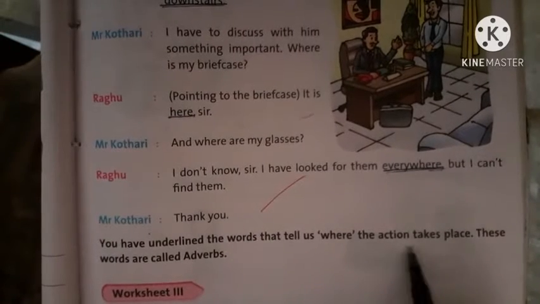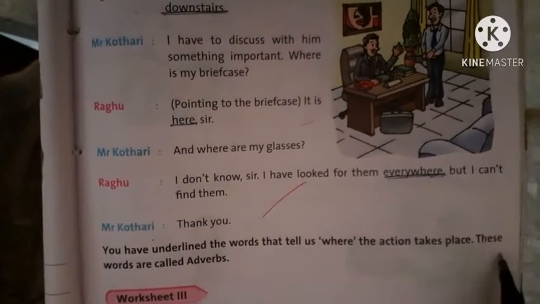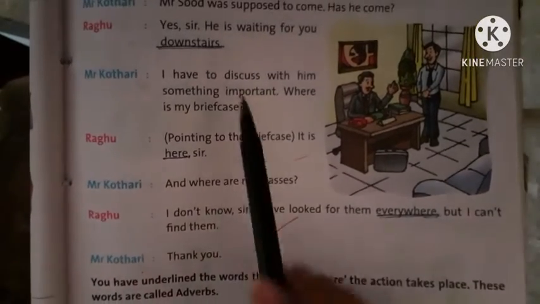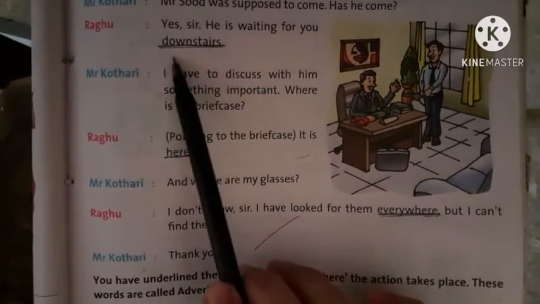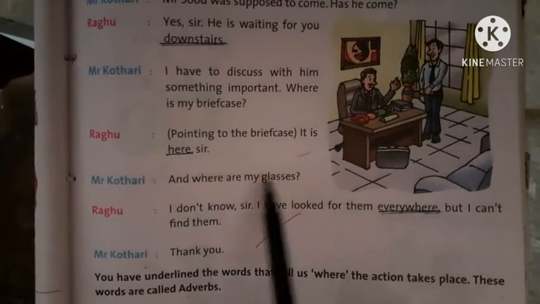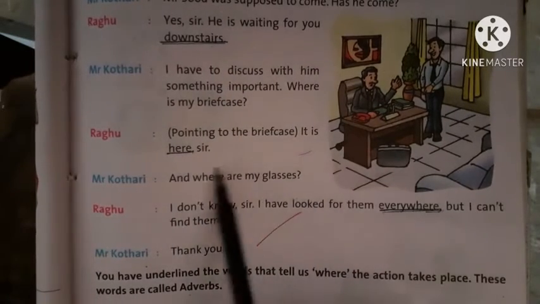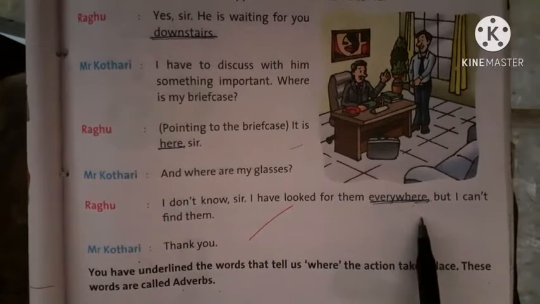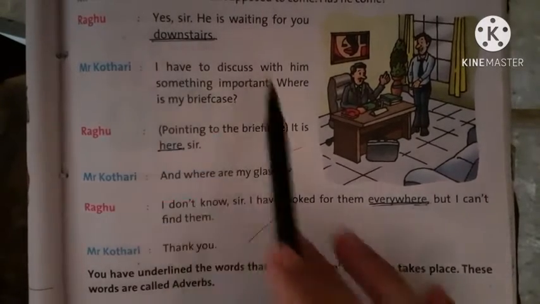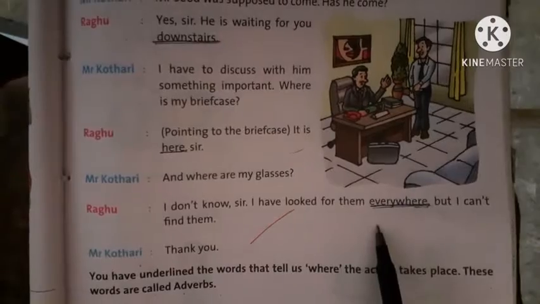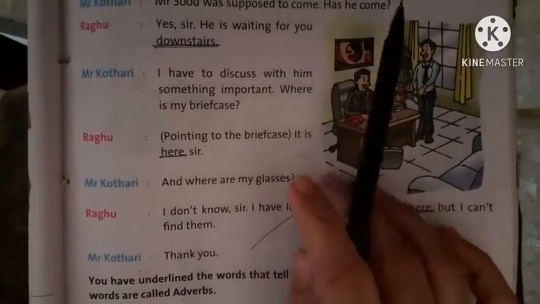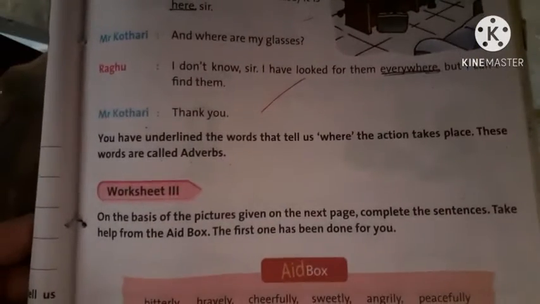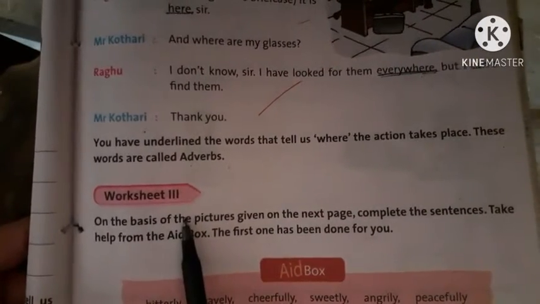These words tell us where the action is happening. They are called adverbs. Where did the action happen? Downstairs. Next, where is the briefcase? Here. Next, everywhere. All the three words are adverbs of place. Yes, next move to worksheet number 3.